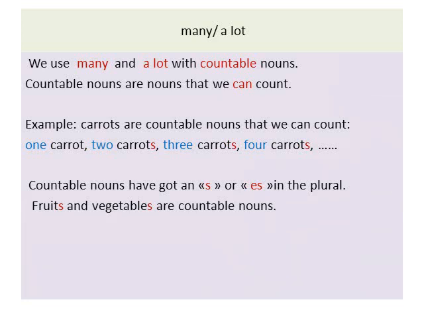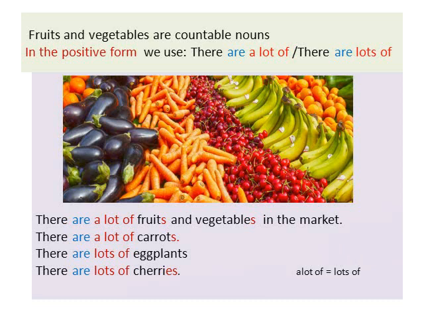We use many and a lot with countable nouns. Countable nouns are nouns that we can count. Example: carrots are countable nouns that we can count. 1 carrot, 2 carrots, 3 carrots, 4 carrots, 5 carrots, etc. Countable nouns have got an s or es in the plural. Fruits and vegetables are countable nouns.